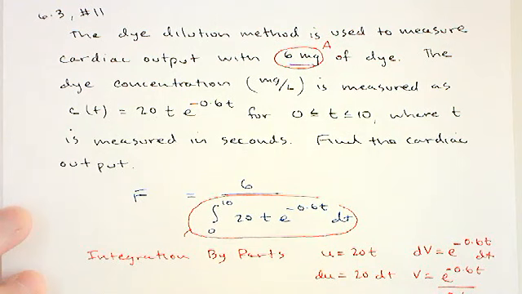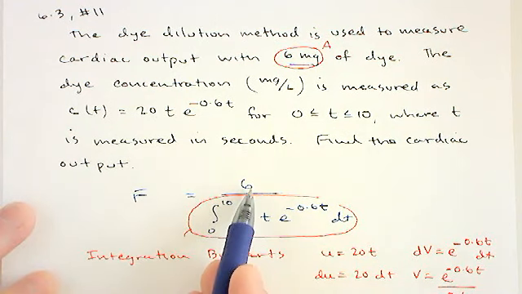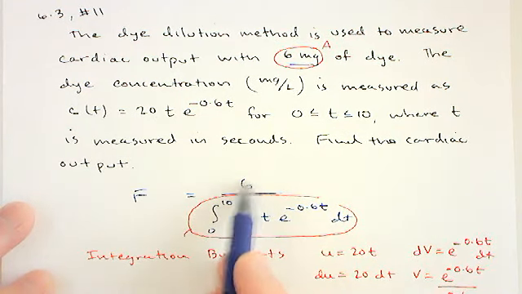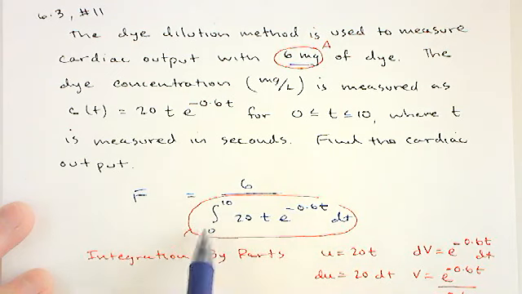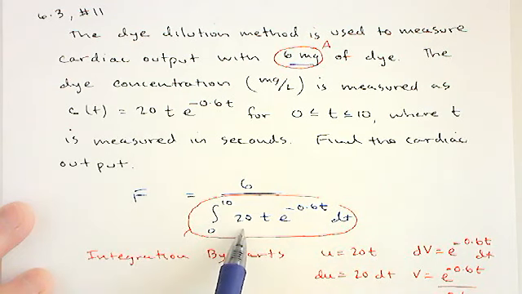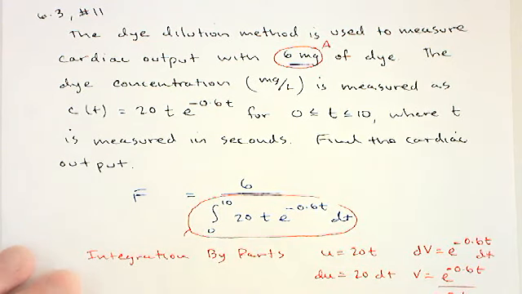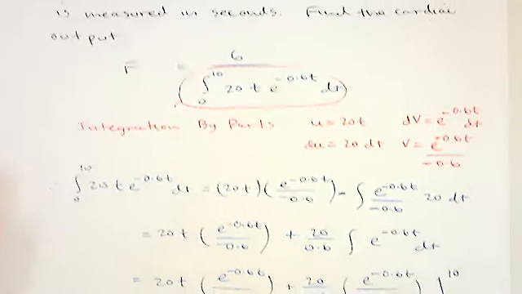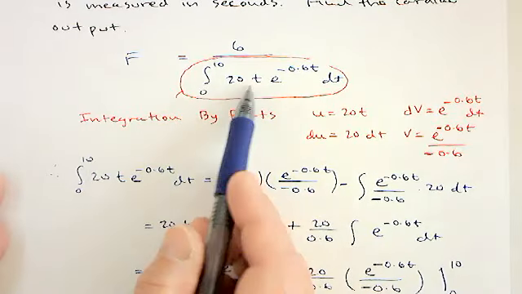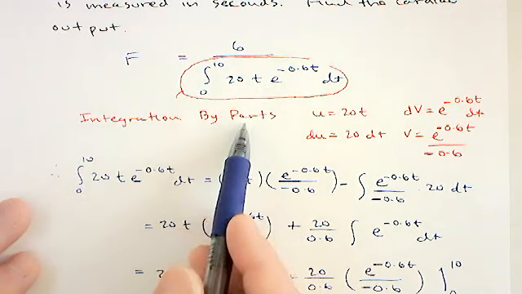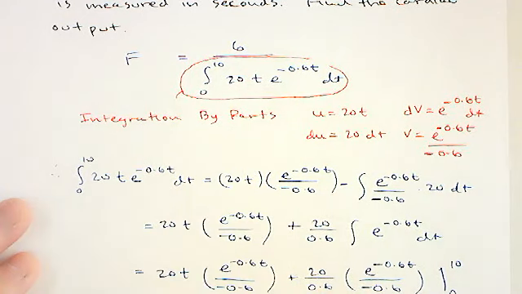And we're going to track the dye concentration from 0 to 10 seconds, and with that, get an idea of the cardiac output. So using our formula, we have F equals A, which was 6, over the integral. We're going to integrate this concentration formula all the way throughout the 10-second interval. And hopefully you spot, using your integration techniques, that this is going to require integration by parts to integrate that.